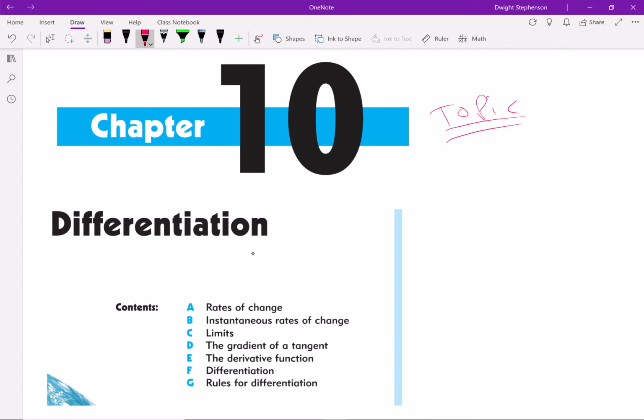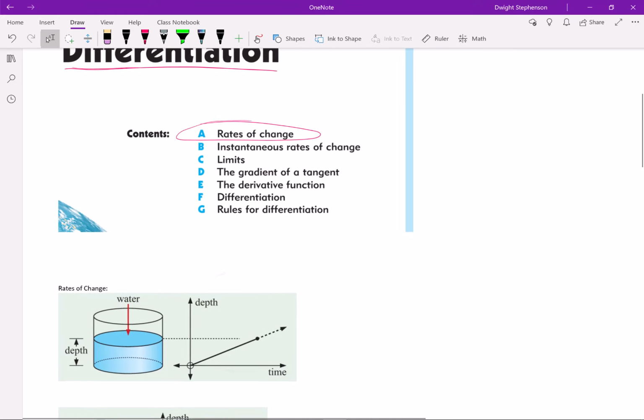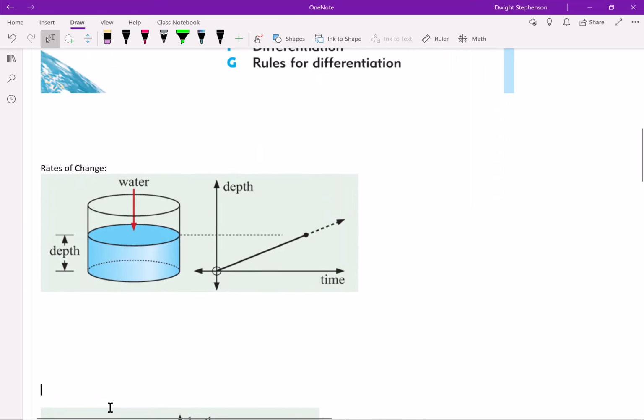The first part of calculus, there are two parts. The first part is called differentiation, and we're going to start out by looking at rates of change. You should be a little bit familiar with rates of change already, but we're going to look at it in depth because a rate of change is the foundation of calculus.